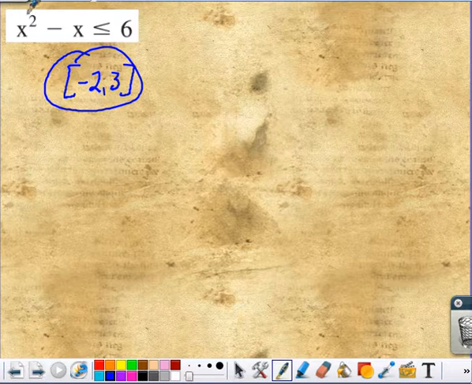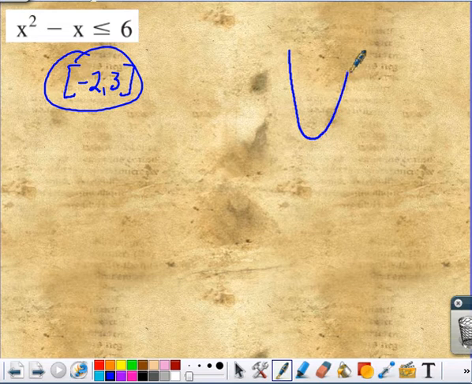Now could I, instead of moving that 6 over, if I wanted for some reason x squared minus x less than or equal to 6, leave it like that? You're going to get the same answers.